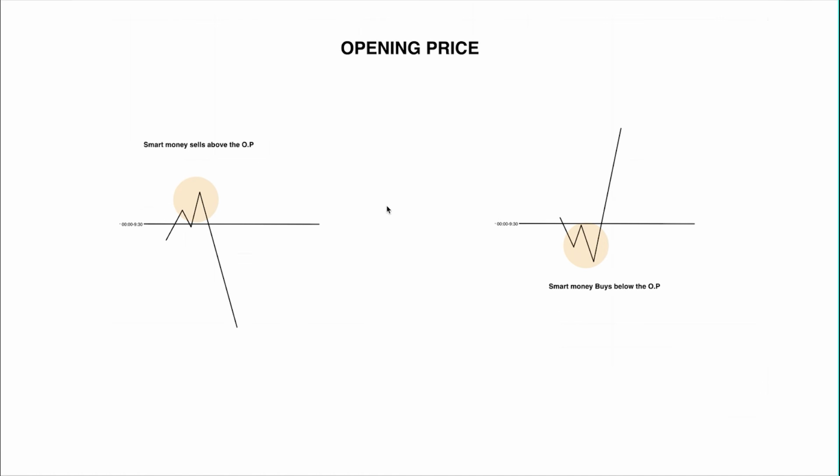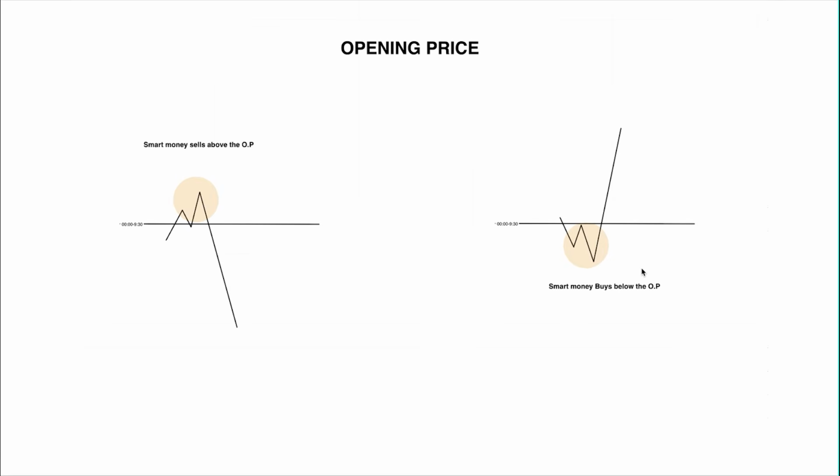The second component is the opening price. The opening price helps us see where smart money is going to be buying and selling. And a good rule to remember is that if we're bearish and we're anticipating sales, you just need to remember that smart money sells above the opening price. And if we're bullish and we're anticipating bullishness within the market, you just need to remember that smart money buys below the opening price.